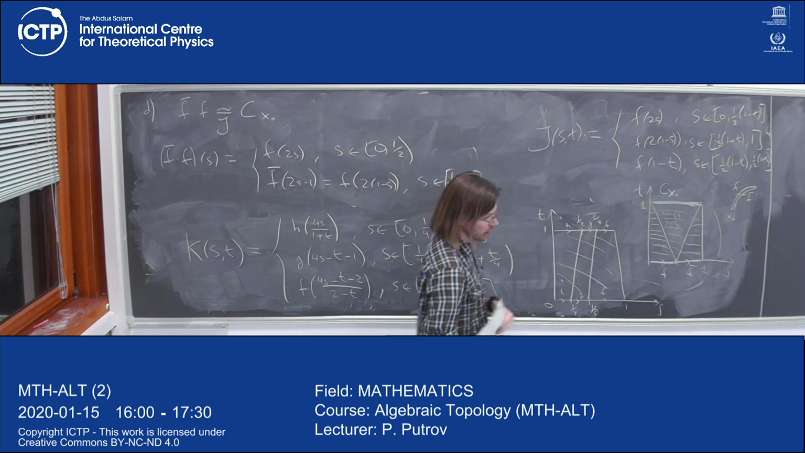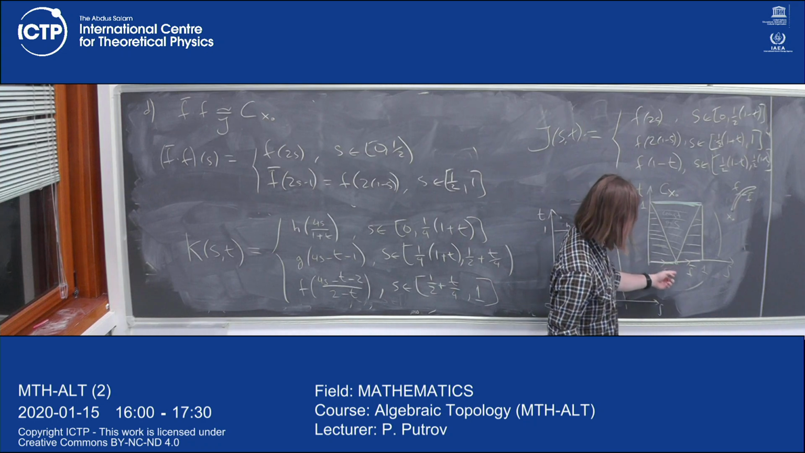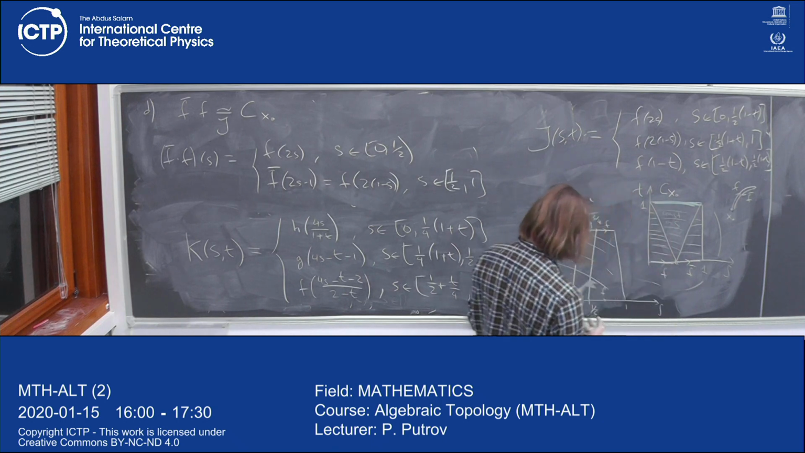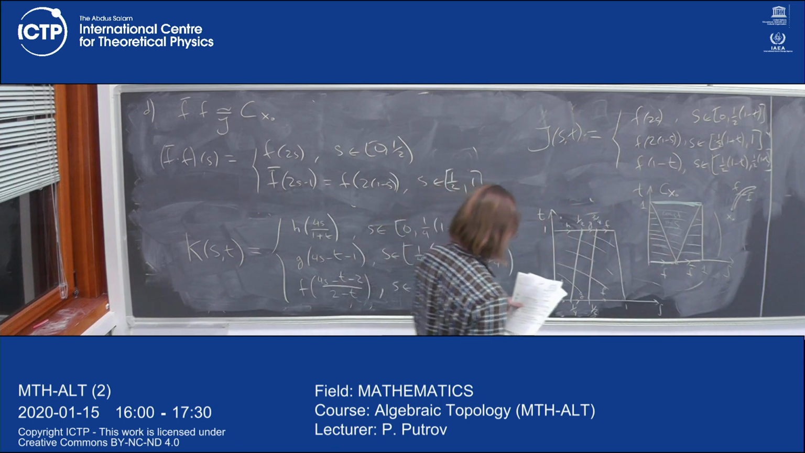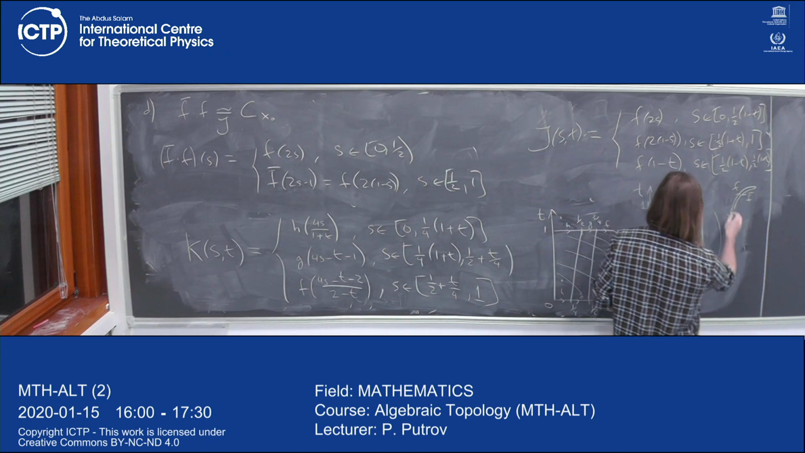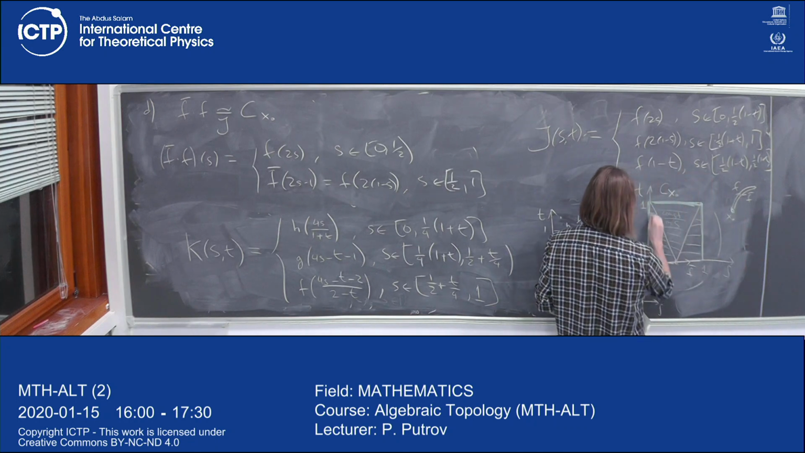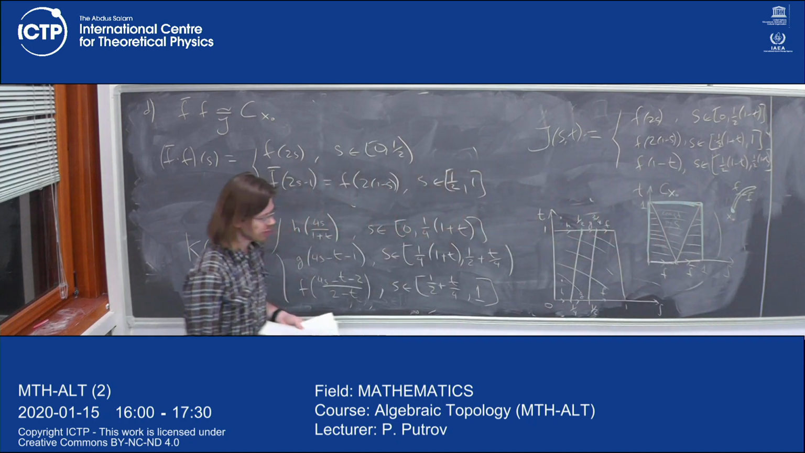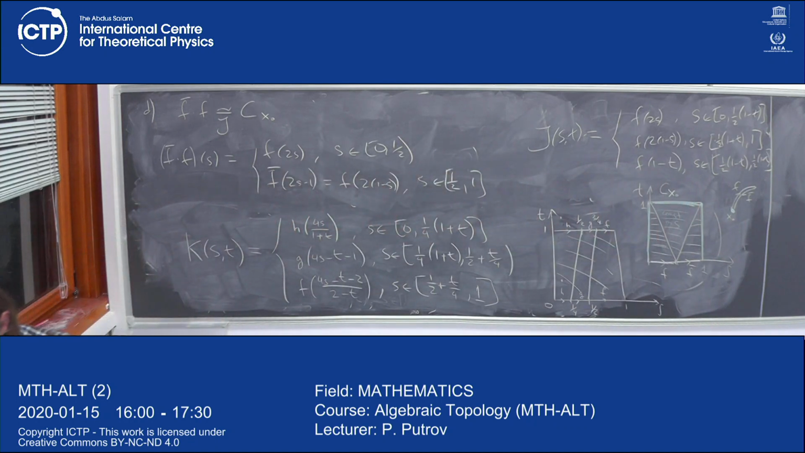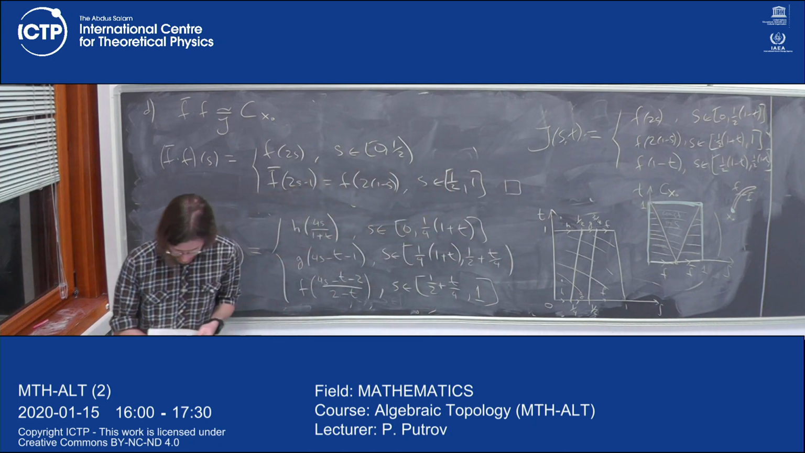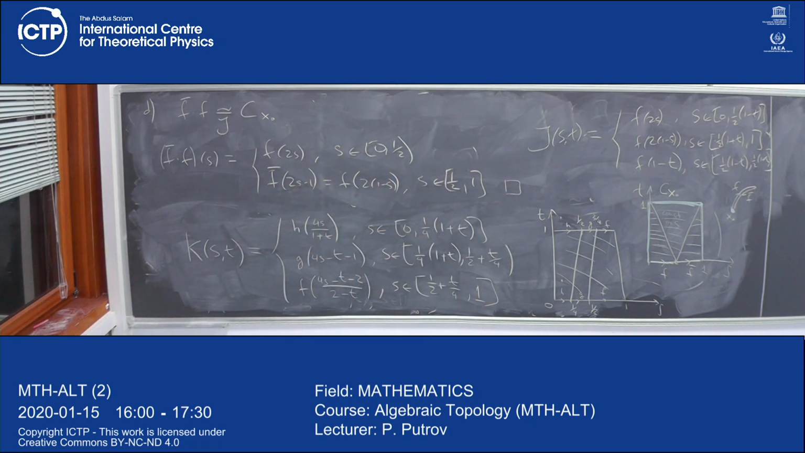So this gives me a family which starts at this composition of f and g bar and ends with a constant path. So all three edges here are mapped to a single point. Okay, so this was the last property. Questions?